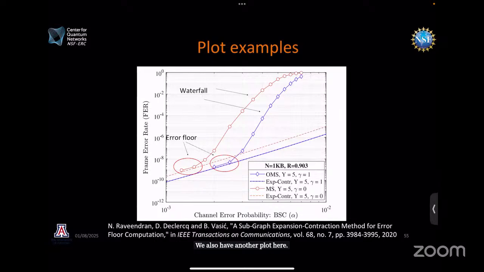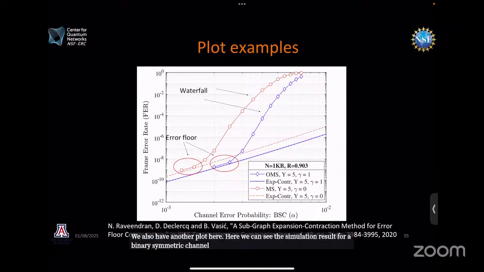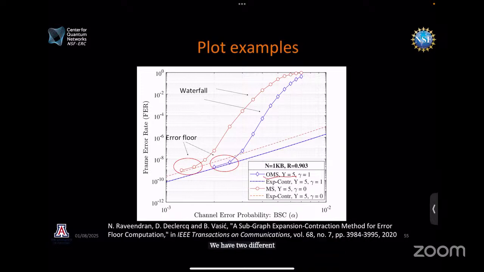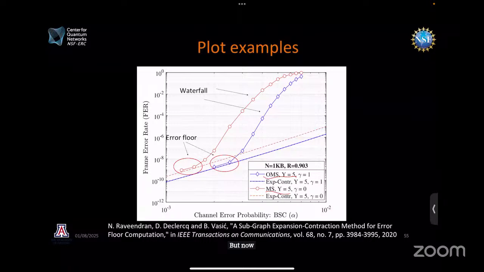We also have another plot here. Here we can see the simulation result for a binary symmetric channel. So on the x-axis now we have the probability of flip, and we have the error rate on the y-axis, and you can see that it decreases. We have two different decoders here. We are not interested in the details now, but you can distinguish two regions.